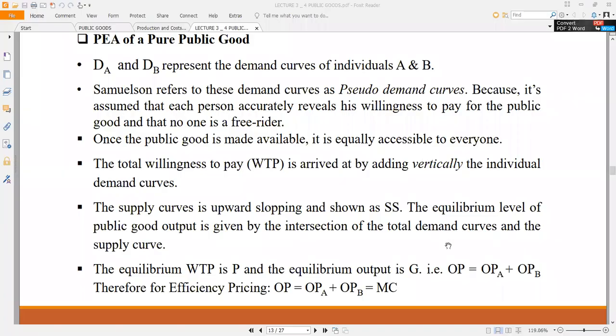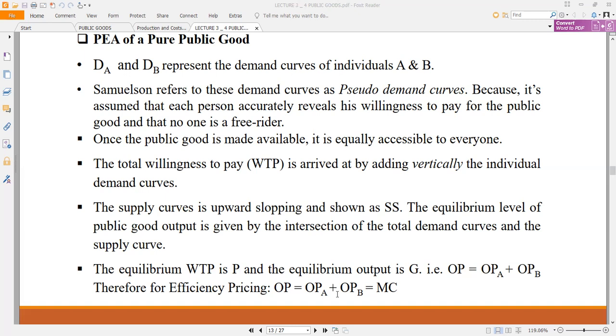All right, so I was saying that for a public good, unlike the private good where OP was equal to OPA, equal to OPB, is equal to the marginal cost, here we get the marginal benefit by adding the two prices. Okay, so here the value that A puts on the good is given by OPA, and the value that B puts on the good is given by OPB. So when we add the two, then we get what? The market price.